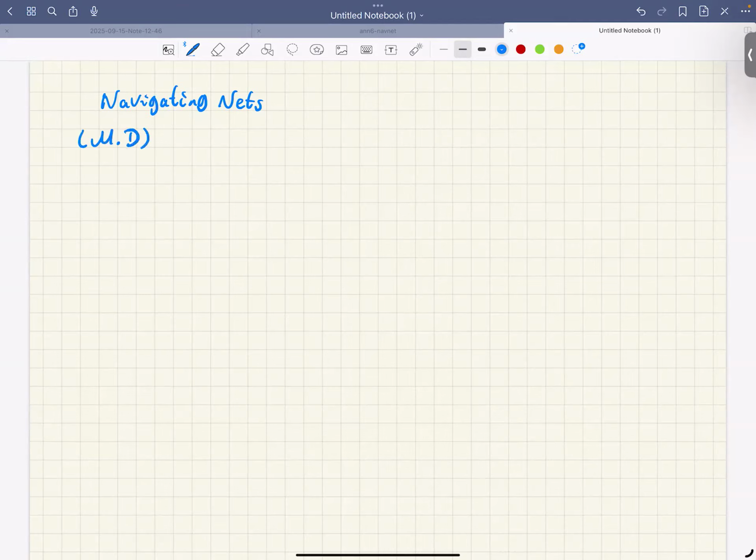As usual, I'm going to denote the metric space as a pair, M and D. So M is a set, and D is the distance function. So here this lambda is the doubling dimension.